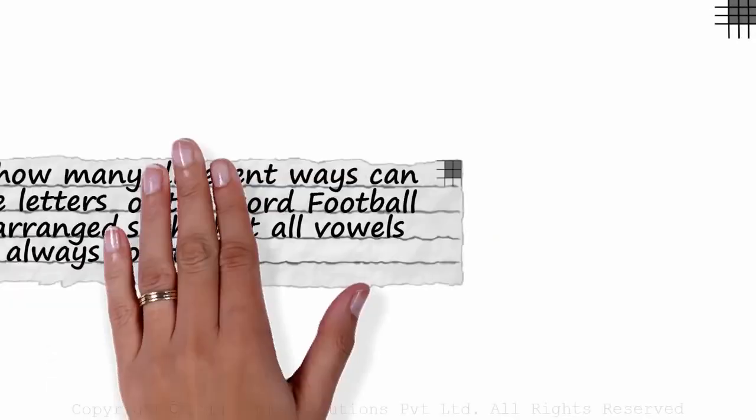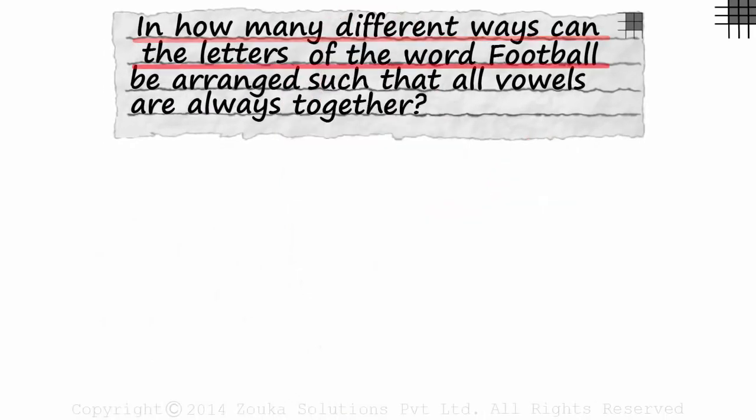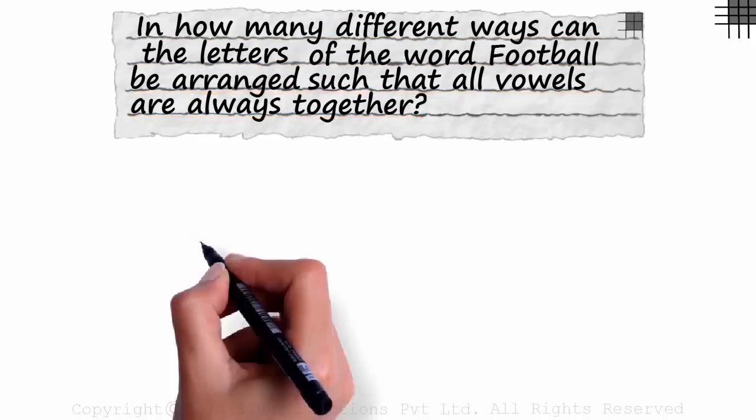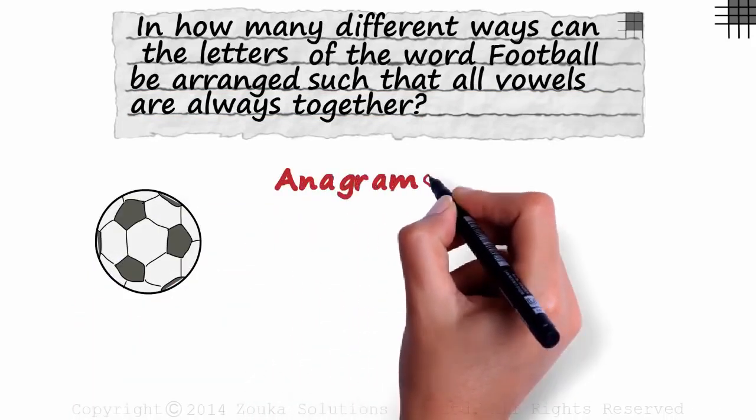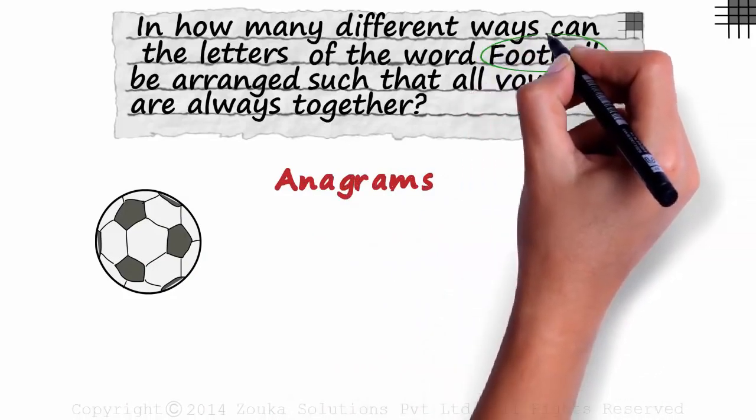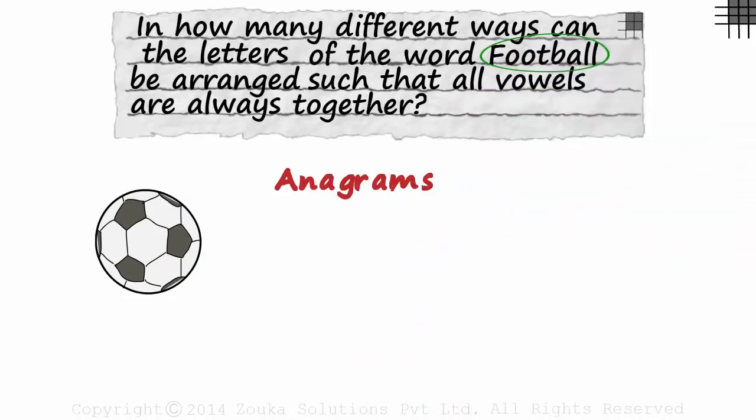Here's a tricky problem. In how many different ways can the letters of the word football be arranged such that all the vowels are always together? We're talking about the word football here. Indirectly, we have been asked for the number of anagrams we can form using the word football. An anagram is a word formed by simply rearranging the letters of another word. Here, we're talking about the word football.